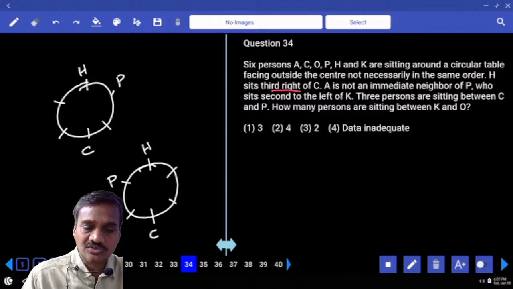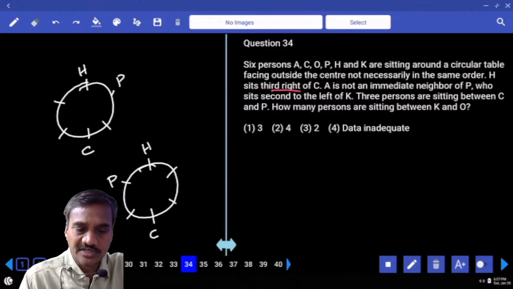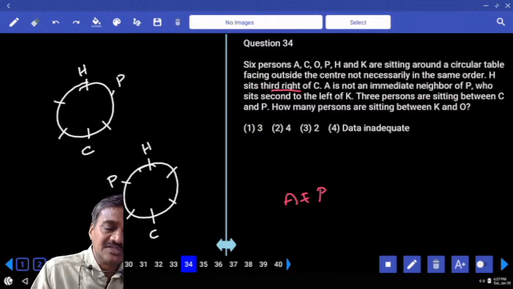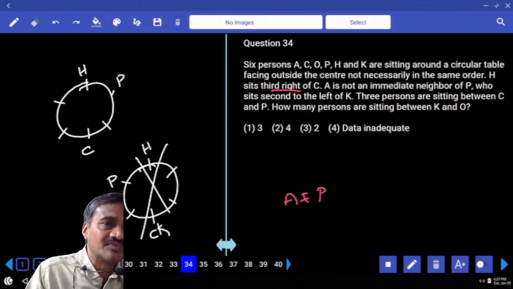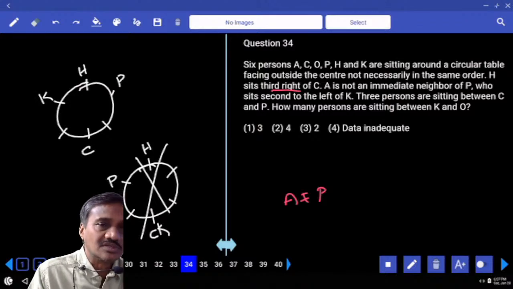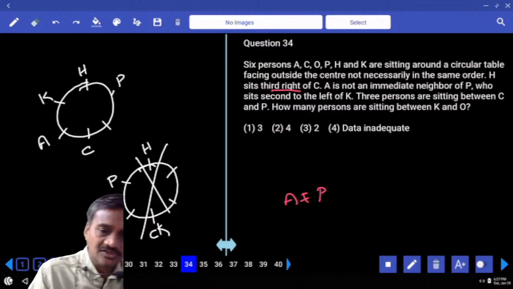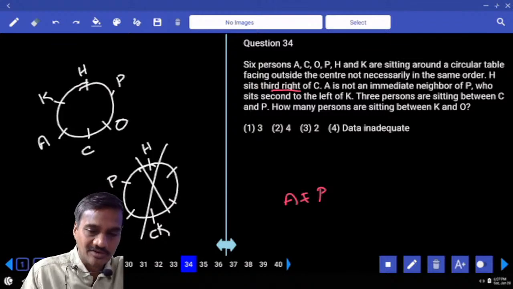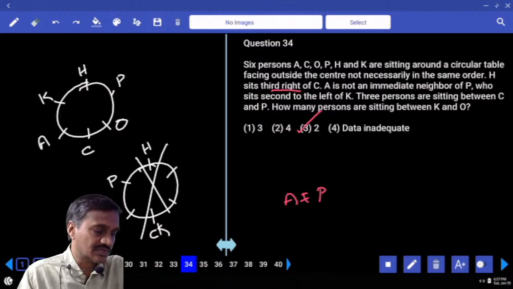Then A is not an immediate neighbor of P. A and P are not adjacent. And P who sits second to the left of K. P sitting second to the left of K is not possible here because P is seated second to the left of C. And P is seated second to the left of K. K is here. A is not adjacent to P. A is here. Then who is the person left? O. Then how many persons are sitting between K and O? Exactly 2. That is choice 3, question number 34.